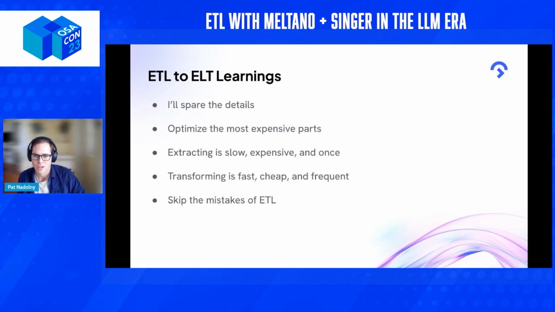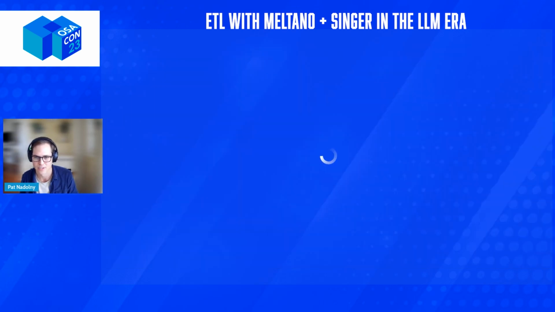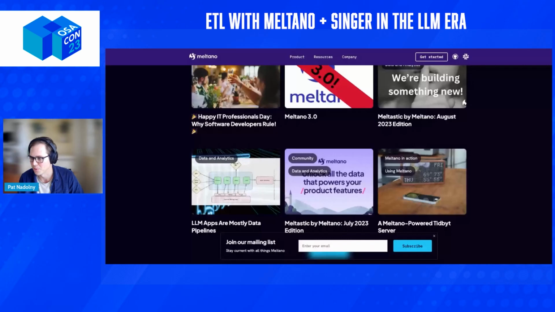So a learning that comes along with that, which we can maybe apply if we know that these pipelines are starting to look a lot like ETL or ELT: over time, we switched from ETL to ELT, extract, load, transform, and I'll spare all the details of why that happened. But basically, the TLDR is that we want to optimize for the most expensive parts. Extracting is slow and expensive, and it only happens once. Transforming is fast and cheap and happens multiple times.